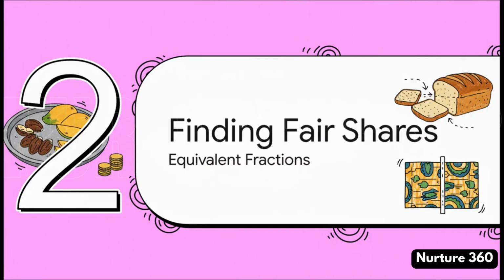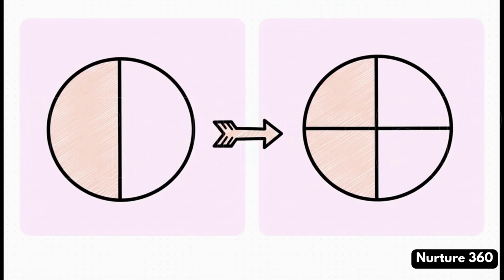Our first big idea is what I like to call the magic of equivalent fractions. This is the secret to knowing if a share is truly fair, even when the numbers try to trick you and look different. So let me ask you this. If I give you one piece out of two total pieces, is that the same amount as giving you two pieces when the bread was cut into four? Yes, absolutely! The amount of bread you're eating is exactly the same. The fractions look different, but they mean the same thing. That, my friends, is equivalence.